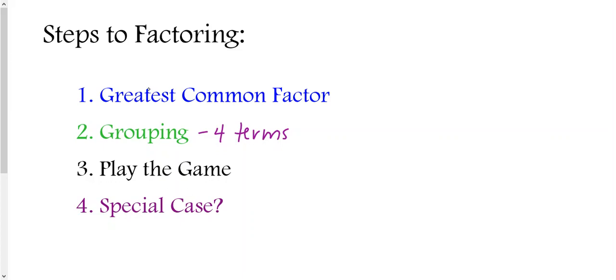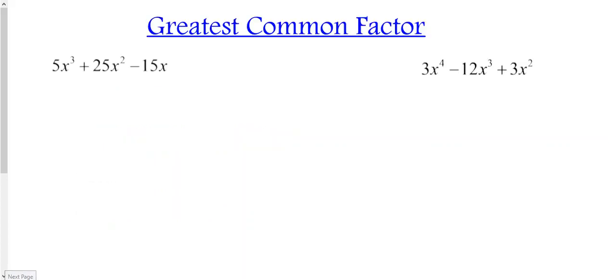After we've checked for a greatest common factor and we've checked grouping, we're then going to check, can we or should we play the game? And then finally, if none of the first 3 work, we have to see, is this quadratic a special case? All right, now let's look at what all this means.